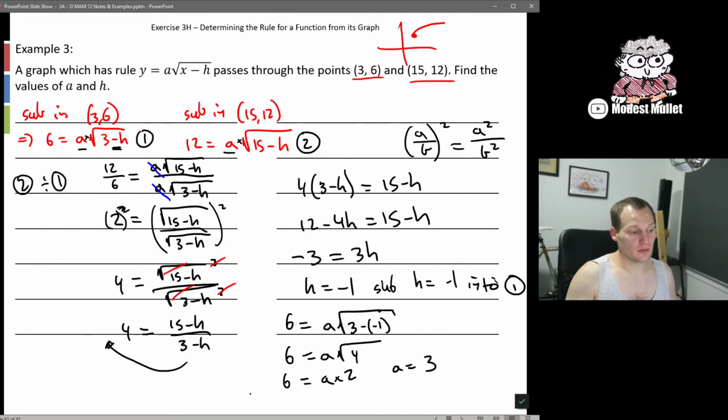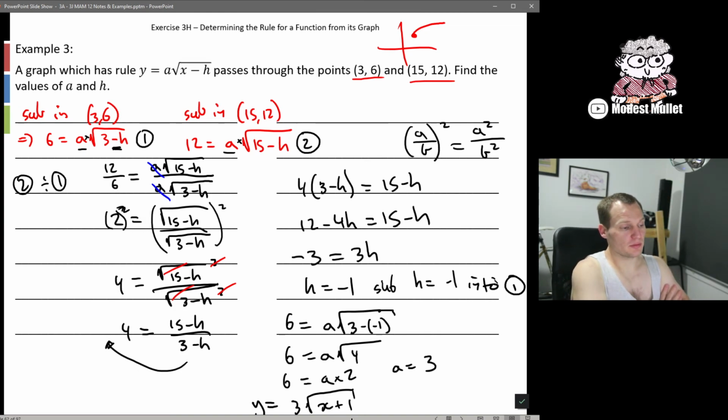Again, it hasn't asked for the equation, but just to write it out so we are clear, y is equal to 3 square root x. Now, it had subtract h, so we put negative 1 in there for h. That actually turns into plus 1. And we're done.